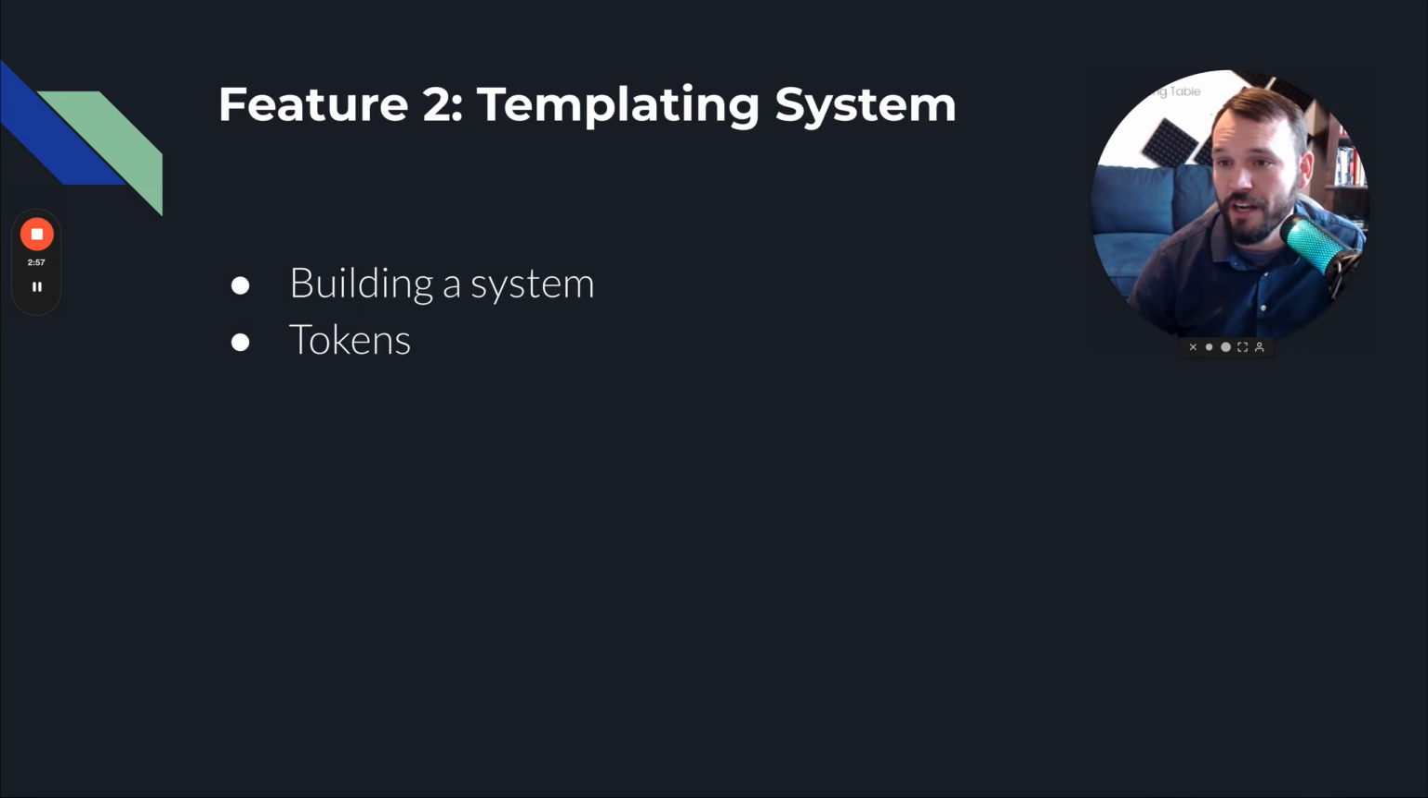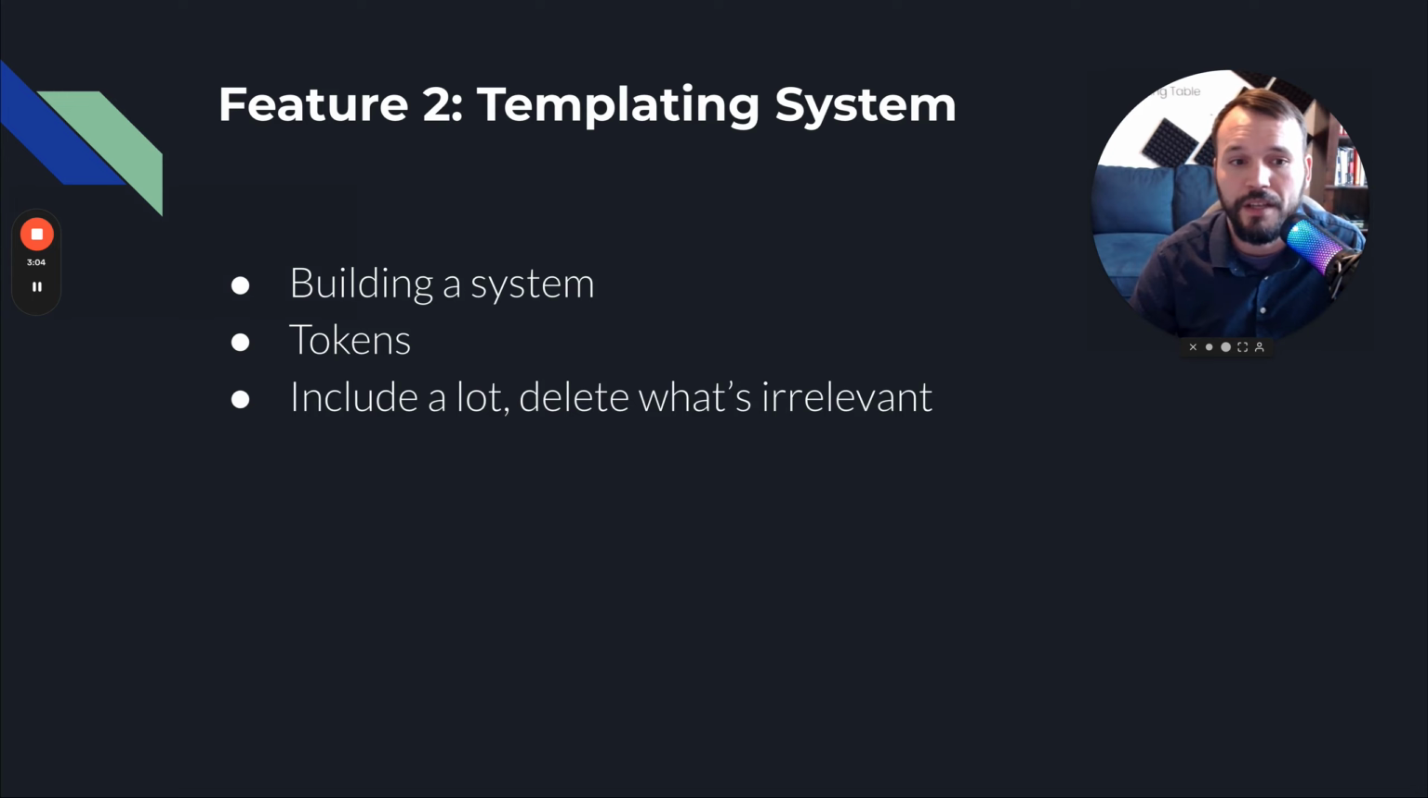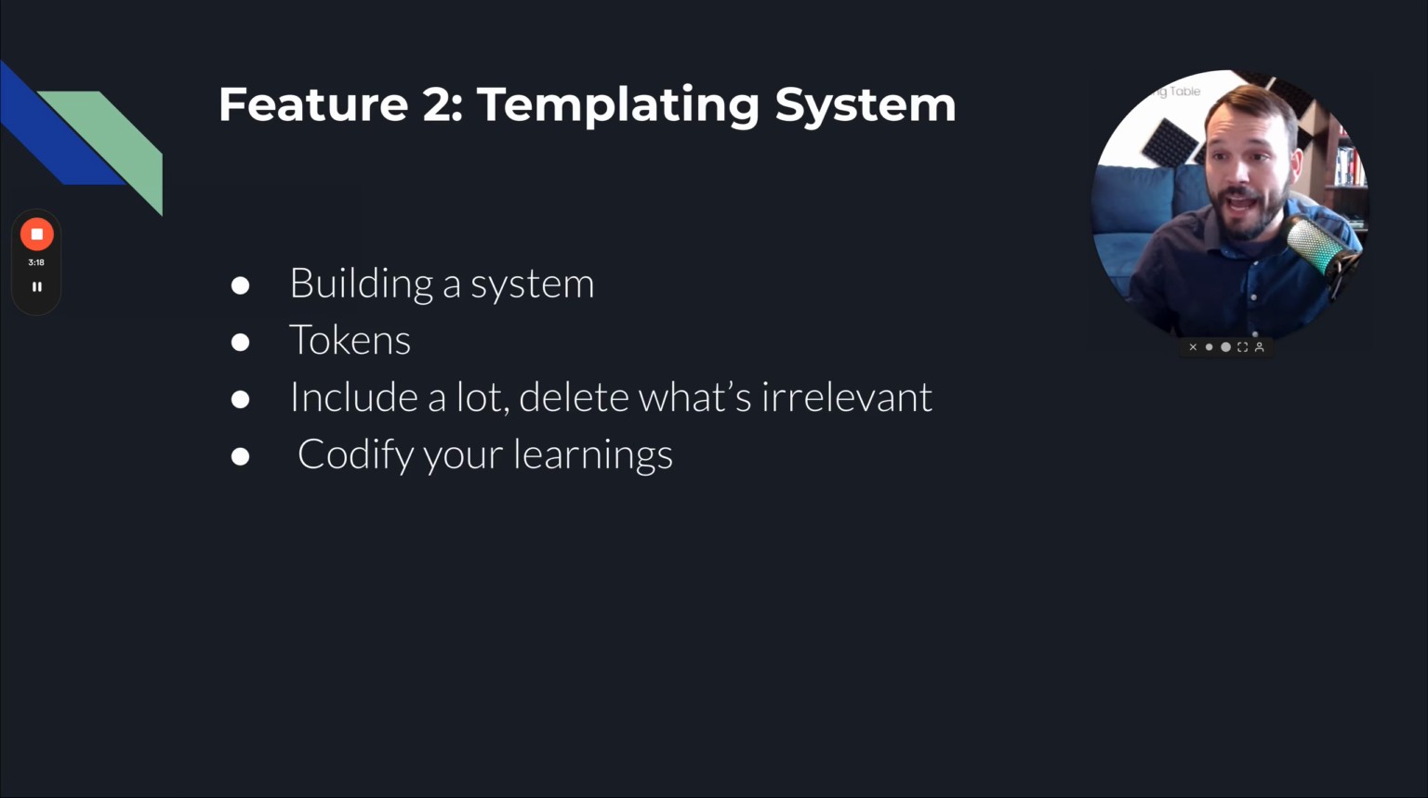There's often a concept of tokens where you can fill out a form and then it fills out all the information in your proposal. I like to include a lot and then delete what's irrelevant. So you're always going back to your template and making it better and improving it. You're codifying your learnings. So as agency life grinds you and you have a bad project, you want to ask, was there something where we could have been more clear or put in a limitation inside of our proposal?